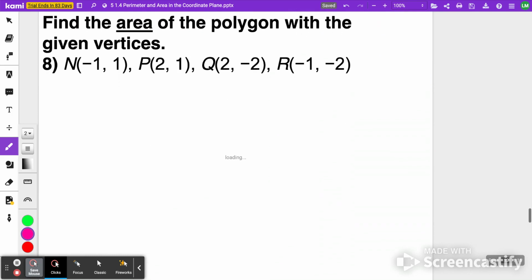Let's see if we can find the area of this one. Why don't you go ahead and give this one a try. Let's pause the video here. Try number 8 on your own, and when you're ready to check, click play.